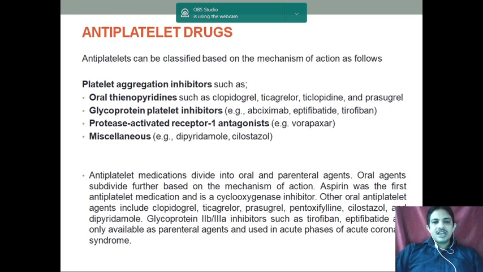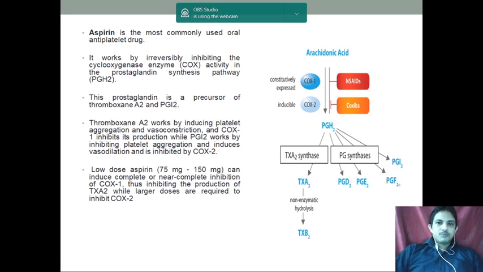Antiplatelet medications are divided into oral or parenteral agents. Oral agents are further subdivided based on their mechanism of action, which we are going to see. These include aspirin, a cyclooxygenase inhibitor, clopidogrel-type drugs, and glycoprotein IIb/IIIa inhibitors. We will see these as follows.